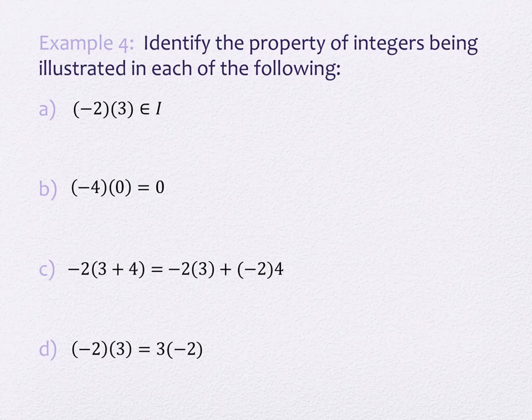Okay. Most of the conversations died down, so you must have gotten your things written down. What did you guys decide the first one was? Closure. Yeah, it's closure. It's telling you that those two numbers, when they're multiplied, are an element of the integers.